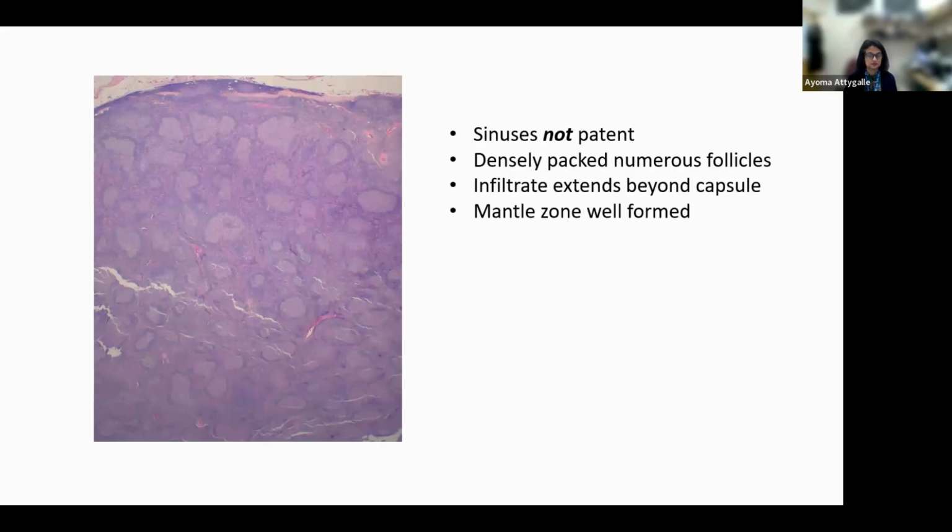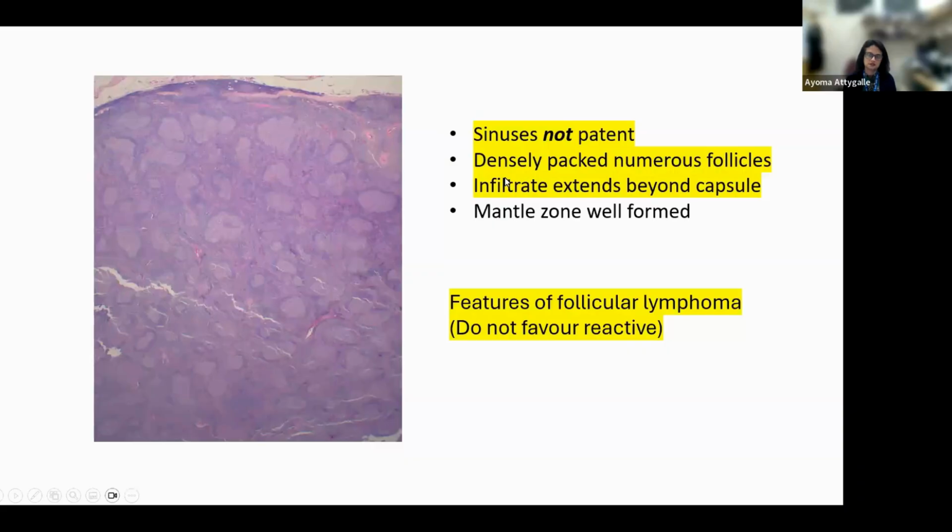It's densely packed with numerous follicles, and this infiltrate is seen to go beyond the capsule. But the mantle zone is well formed. So these three features, obliteration of sinuses, densely packed numerous follicles, and infiltration beyond the capsule, would favor follicular lymphoma, because these features do not favor a reactive process.